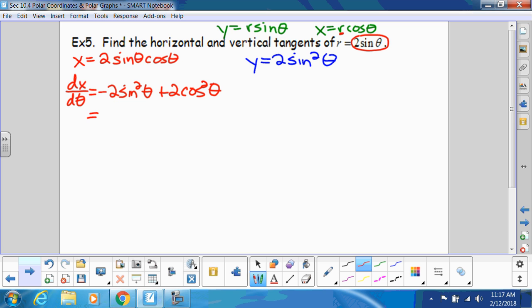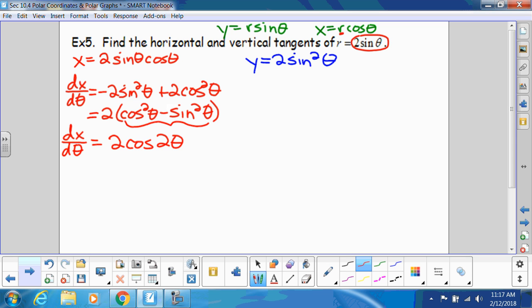So if I factor out the 2 and switch which one's positive, I'm just going to reverse the order. So I'm going to have 2 times cosine squared of theta minus sine squared theta. This is a double angle identity. So dx d theta is equal to 2 cosine of 2 theta. So this part is the double angle. All right, and again, if you need to go back and review those, please do that.